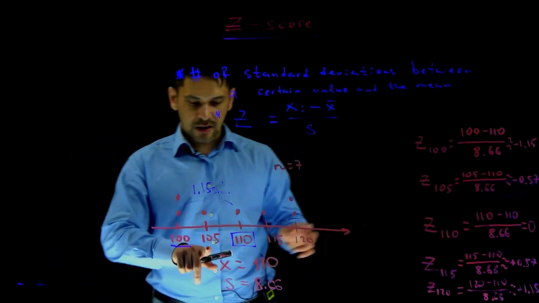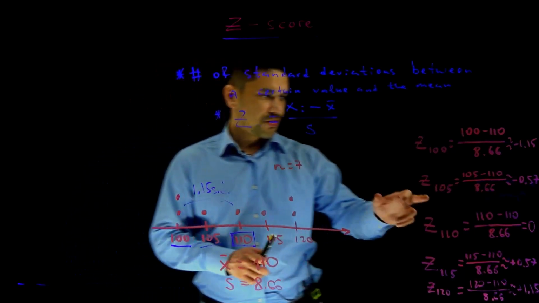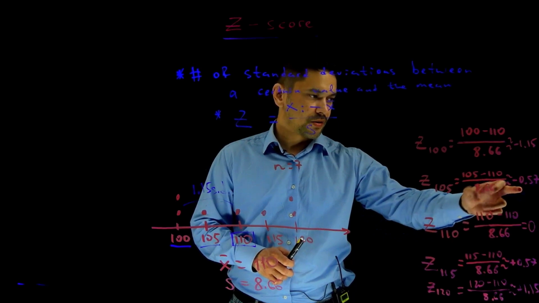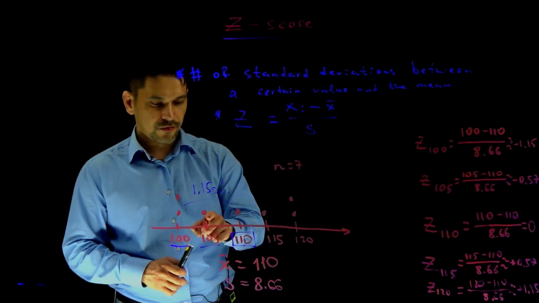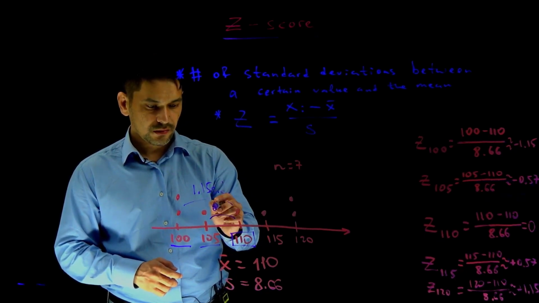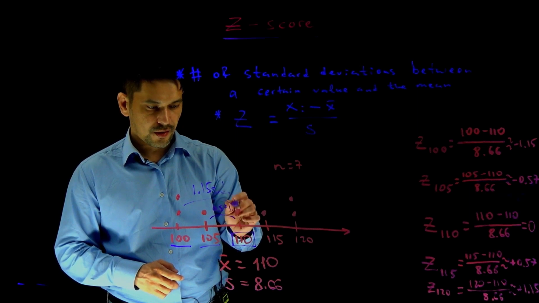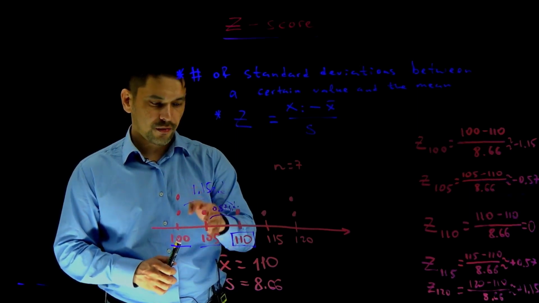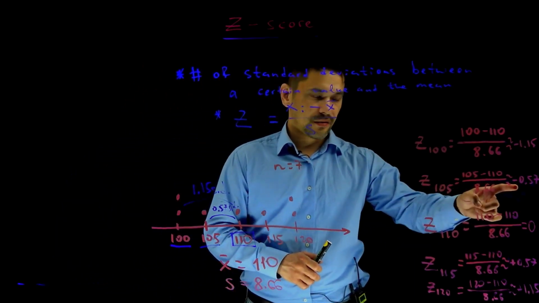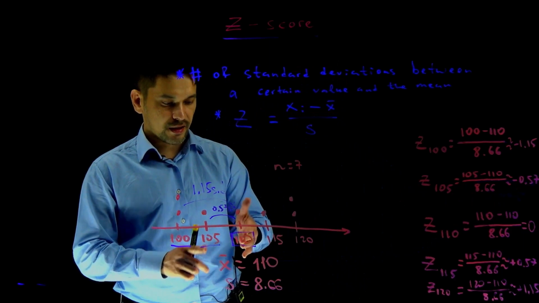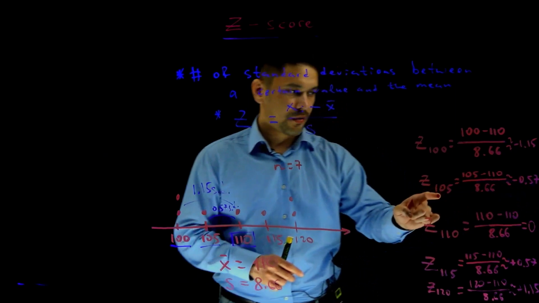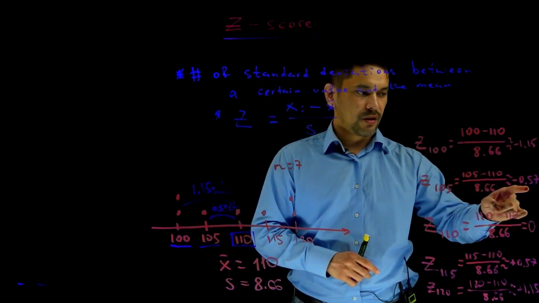Now, the z-score for the next value, 105, is equal to 105 minus 110 divided by 8.66, which is equal to minus 0.57. That means 105 is 0.57 standard deviations less than the average. The distance between 105 and the average is equal to 0.57 standard deviations. Again, this value has a negative sign. Why? Because 105 is less than the average.